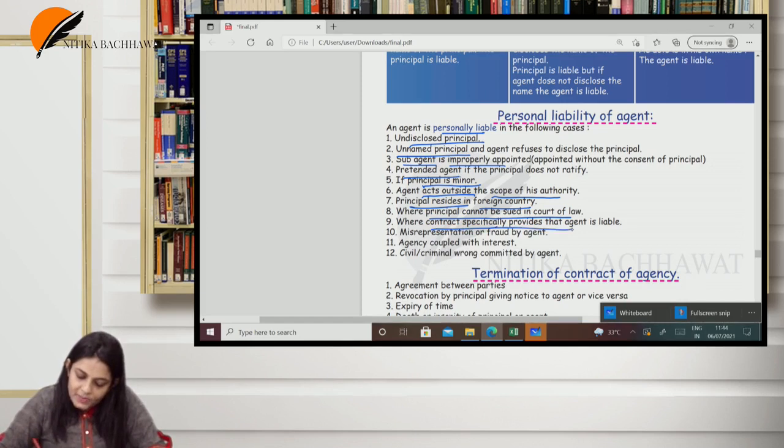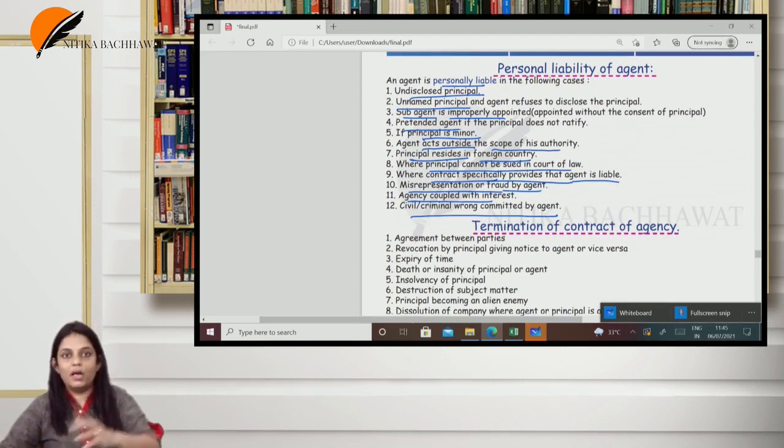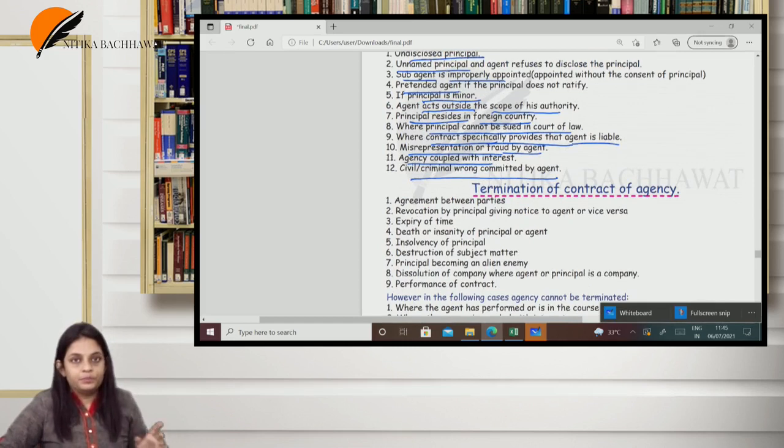Where the contract specifically provides that the agent is liable, misrepresentation or fraud by the agent, agency coupled with interest, which we will do in a while, and civil or criminal wrong committed by the agent. If I murder someone, can I come and say you are liable? No, I am liable, I have done that.